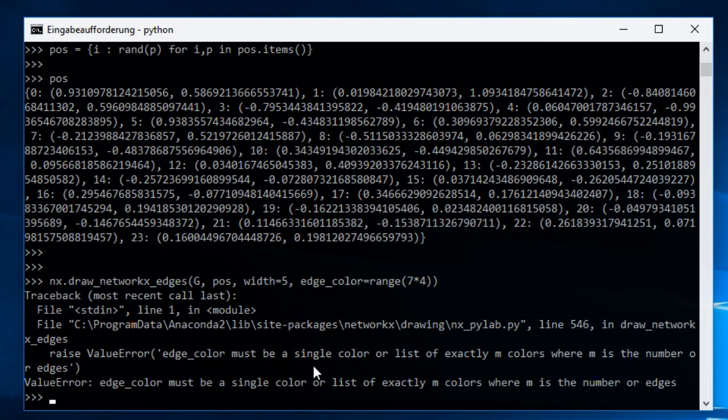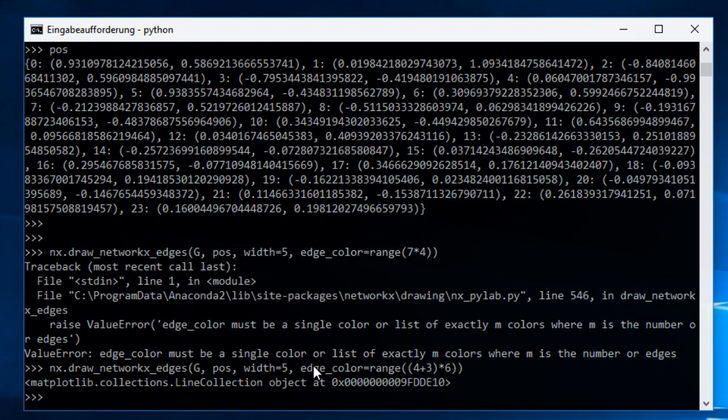Okay, no. What did I do wrong? Oh, 7 times. As I argued, right? It's 4 plus 3 times 6 edges, right? You have on each ring 6 edges, and then you have 4 rings, and then you have for each node, except for the ones on the most inner ring, another 6 connecting to the next one. So that should also work, yes.